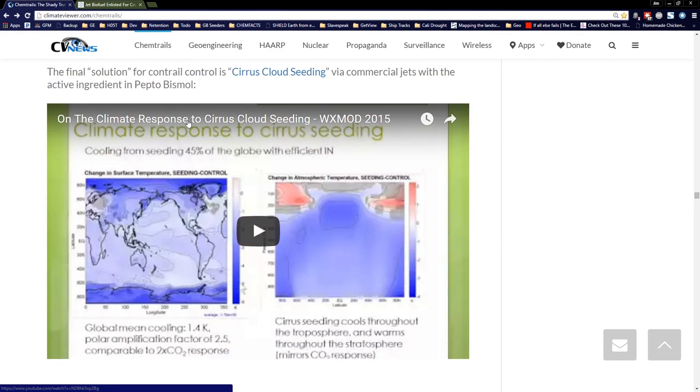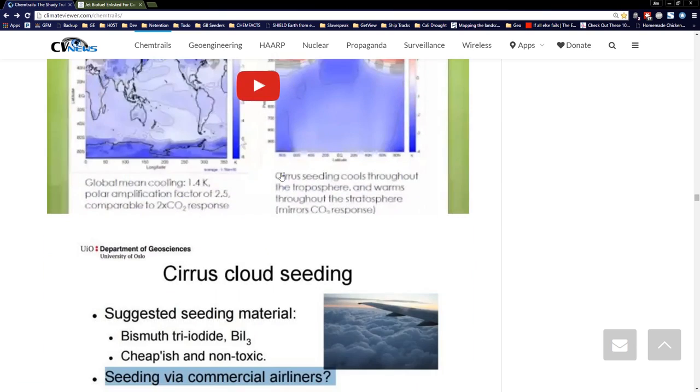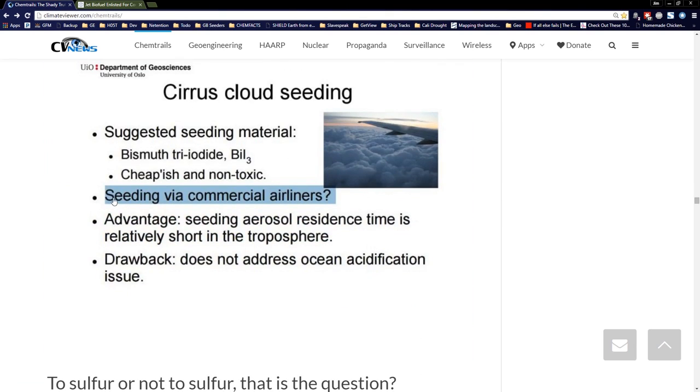It's by Trude Storelvmo, another one of those geoengineers I mentioned earlier. And it's right here, Cirrus Cloud Seeding. Seeding via commercial airliners with bismuth triiodide to thin cirrus clouds.